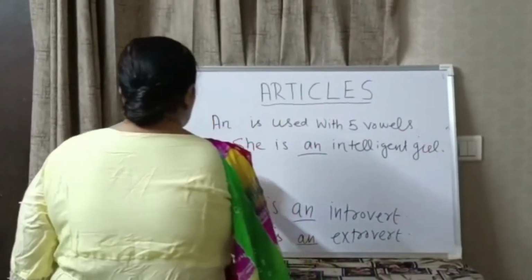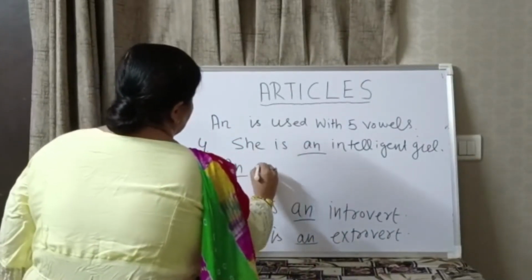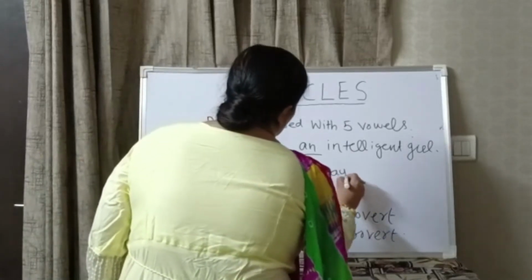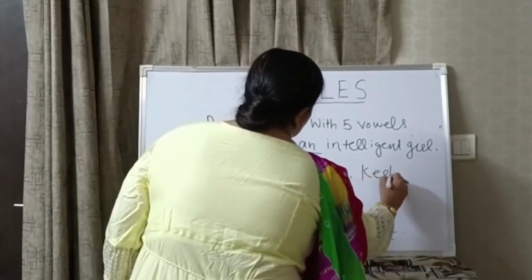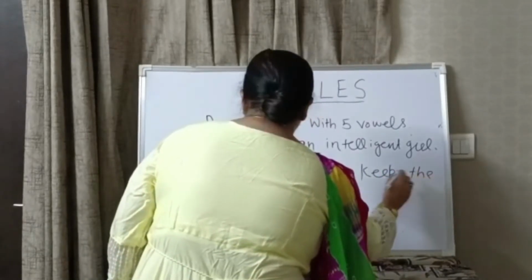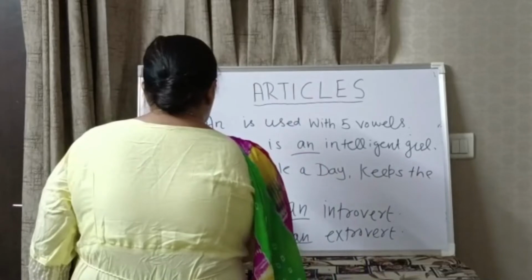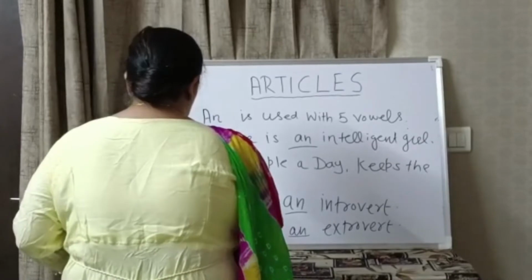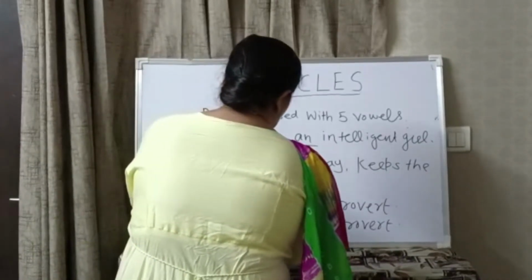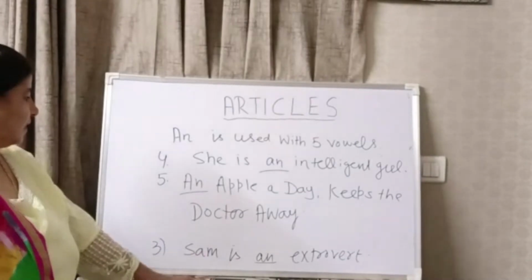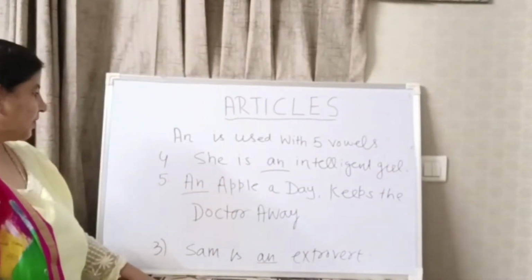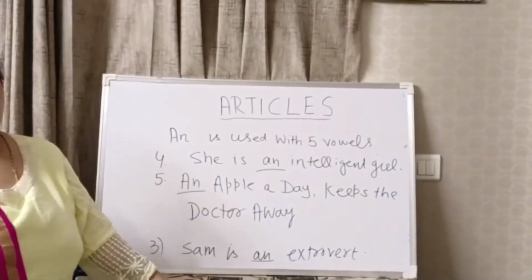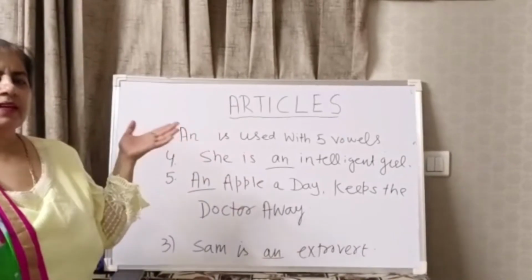An apple a day keeps the doctor away. An apple a day एक proverb है. An apple a day, रोज एक एप्पल खाओ. Keeps the doctor away, तुम्हें डॉक्टर के पास जाने की कभी जरूरत ही नहीं पड़ेगी. So these are all examples of an apple a day keeps the doctor away, right? She is an intelligent girl. Ram is an honest person. There are n number of sentences to explain.